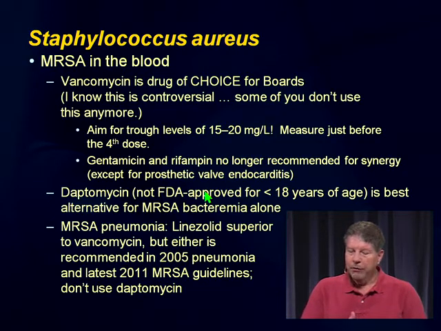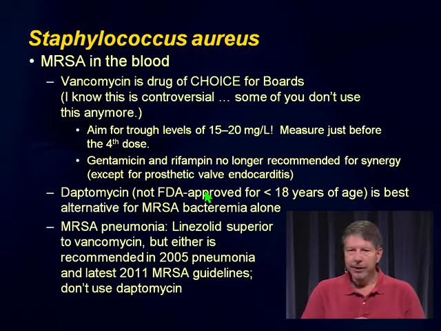The key thing with Vanc is you need to aim for a trough now of 15 to 20. Okay, so the trough is higher than what we used to do because we are worried somewhat about this resistance going on. And remember, you measure it just before the 4th dose. Now, the key thing here is this gent and rifampin business with synergy. That is pretty much out. Okay, there's really good data in adults not to do it anymore.